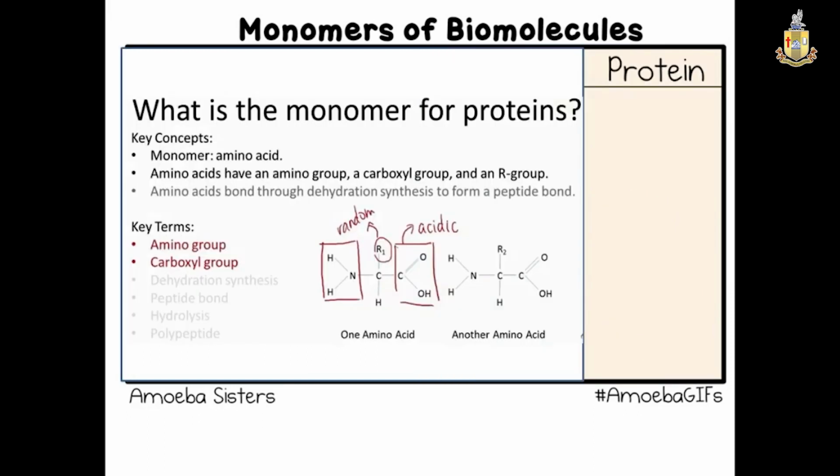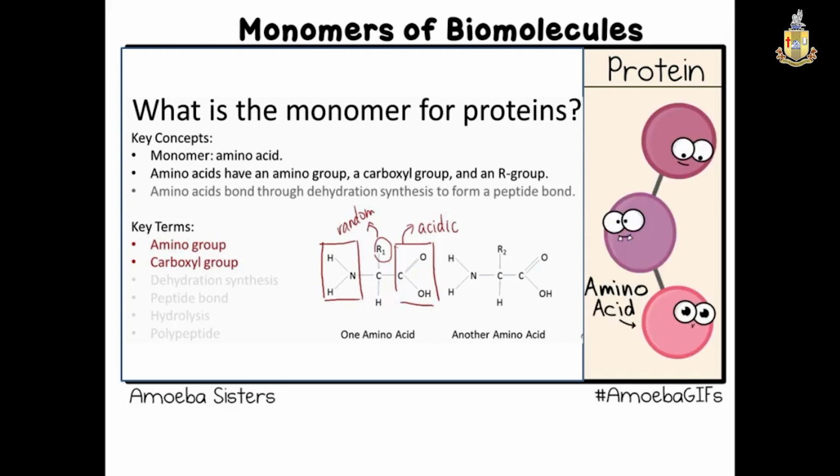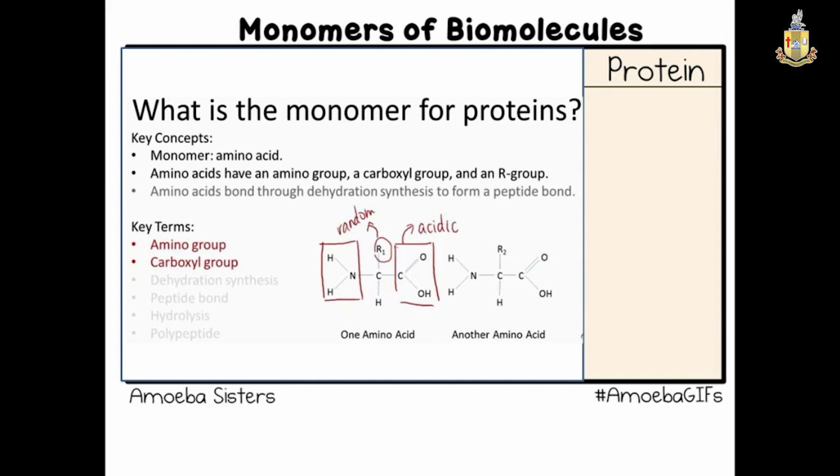In this slide, we are having the monomers for proteins. What is the monomer for protein? It is an amino acid. Amino acids have an amino group, a carboxyl group and an R group. R group means the side chain of proteins.